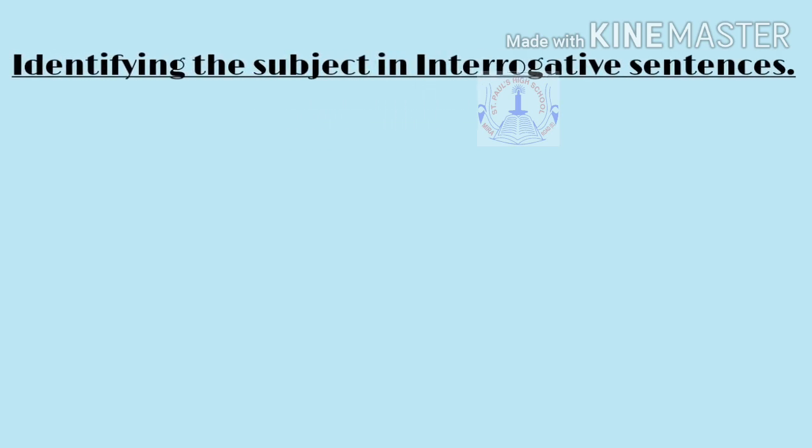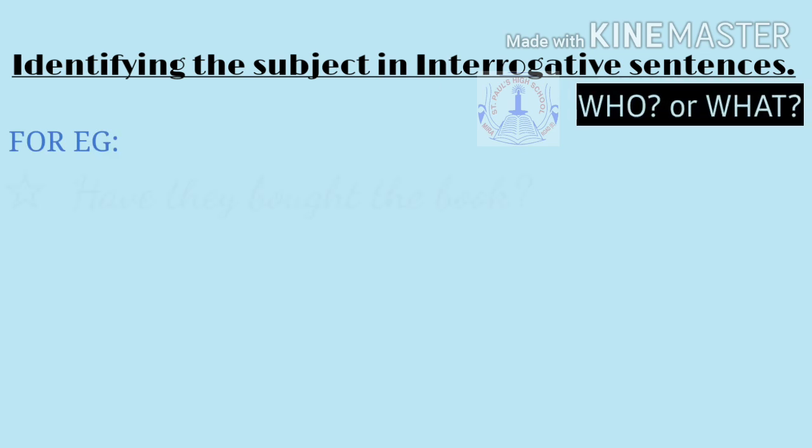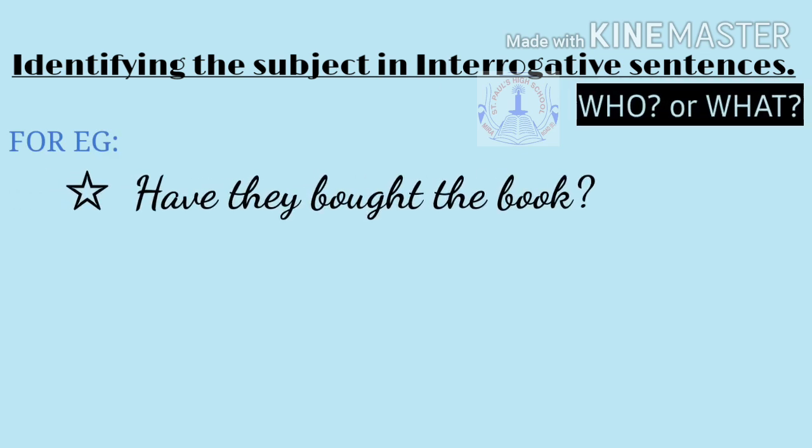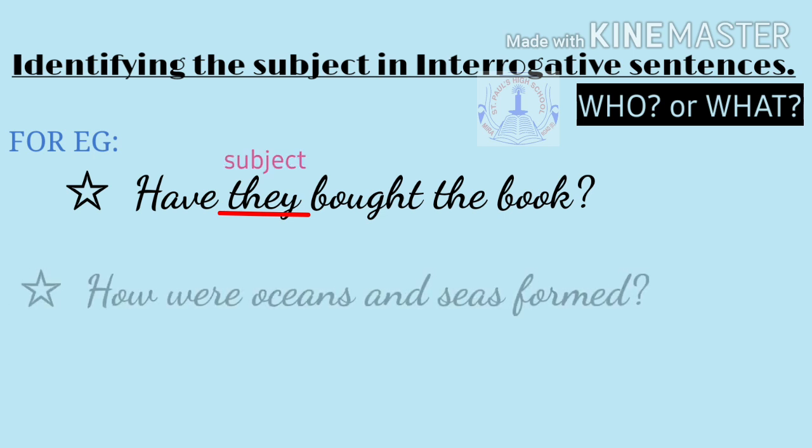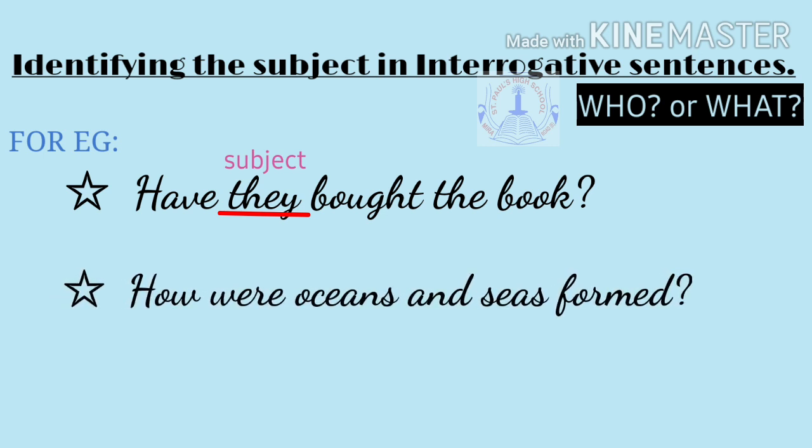Next we will be identifying the subject in interrogative sentences. The first one. Have they bought the book? So here which is the verb? Bought. So again we will ask the same question, what or who to the verb. Who bought the book? So what is the answer we got? They. So they is the subject. Second example. How were oceans and seas formed? So again the verbs are were and formed. So we'll ask the question, what were formed? So oceans and seas. So oceans and seas become your subject.